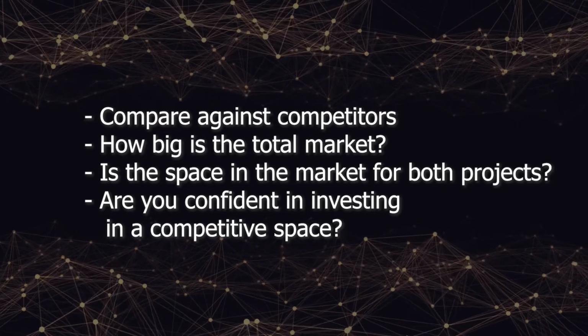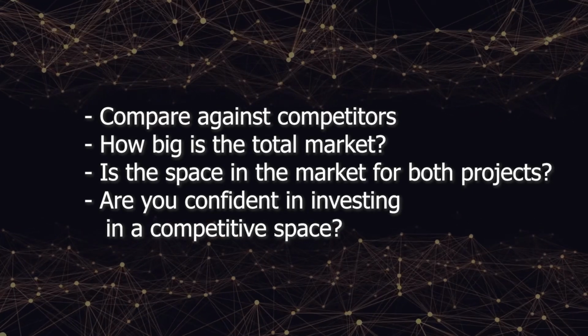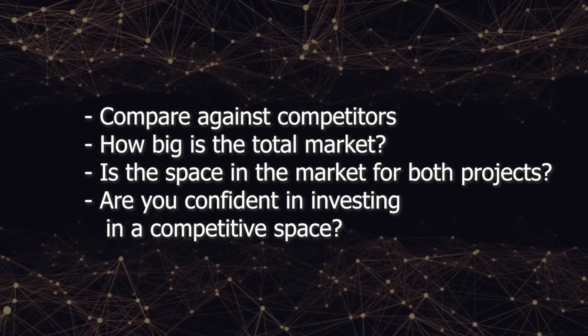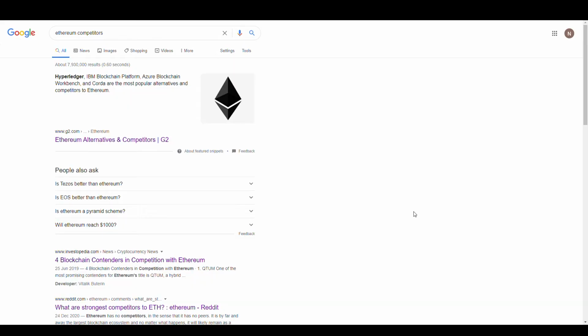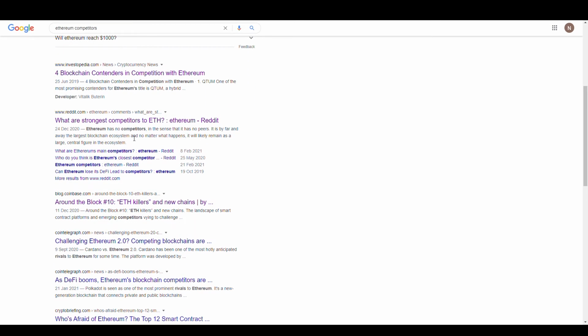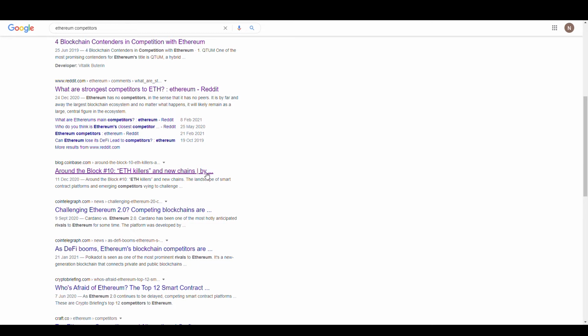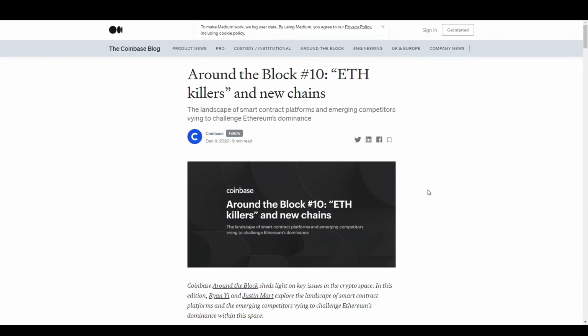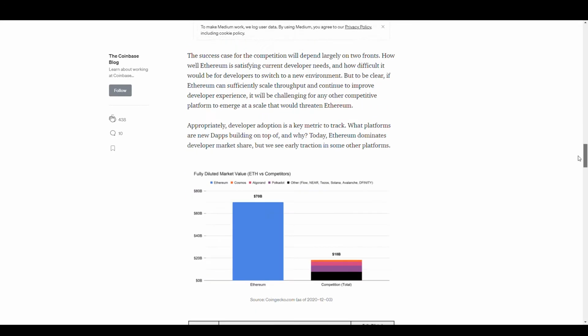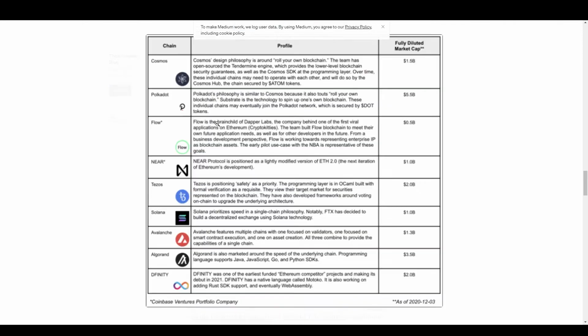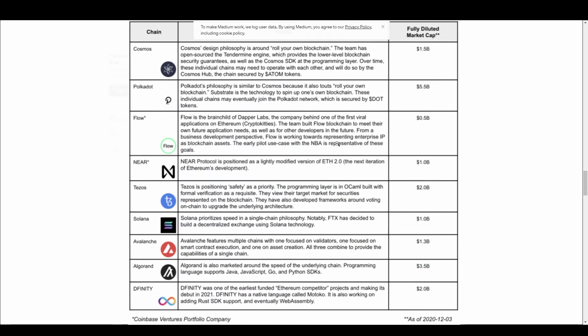Things like how big is the market your crypto is in? Is there space for competitors? Are you happy with investing in a highly competitive space? The best way to find your competitors is just to Google search it. Just type the name of your crypto space competitors into the Google search bar and literally search for it on Google. Most likely you'll find that people have already done a similar search to you, and you'll find there's already a bit of content out there with this sort of information.